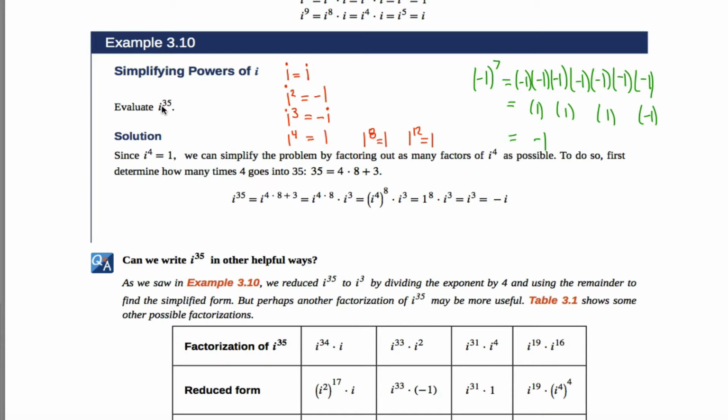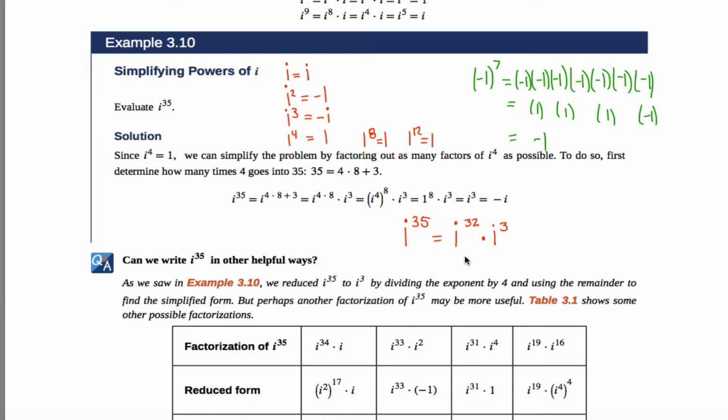So when I'm given a problem like i to the 35th power, what I like to do is think about how many groups of 4 can I make. Well, unfortunately, 4 doesn't go evenly into 35, but 4 does go into 32. Right? 8 times 4 is 32. So I could think about this as 8 groups of 4 with 3 i's left over.